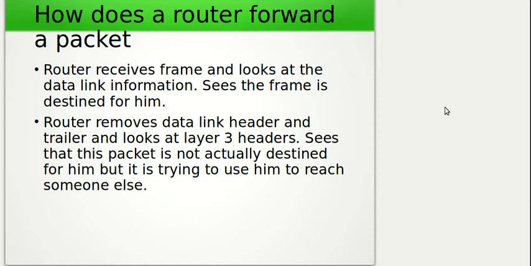If not, if the layer 3 destination IP address is a different IP address, so an IP address not configured on any of the router's interfaces, it's going to understand that the source device doesn't want to communicate with the router itself. The source device just wants to use the router to reach another destination device. So then it's going to now try to route the packet.